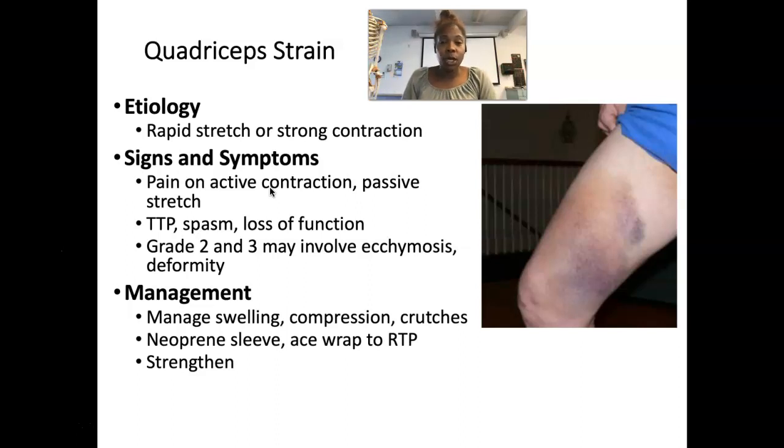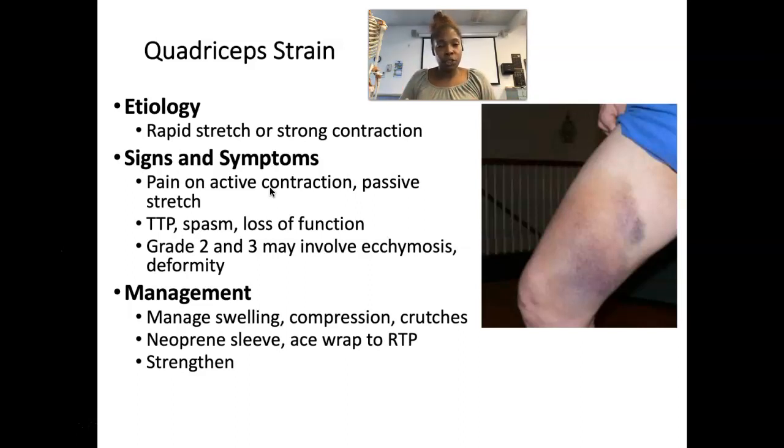Okay, so what do we do for patients with quadriceps strain? I think most of us by now know this, but just for review, we are going to treat the swelling, we're going to compress them, we're going to put them on crutches, right? That would be rule number 1. And then other things that we want to do is strengthen the supporting structures. So our adductor muscle group, our abductor muscle group, right? Our hamstring muscle groups, we want to strengthen those muscles surrounding the injured muscle.